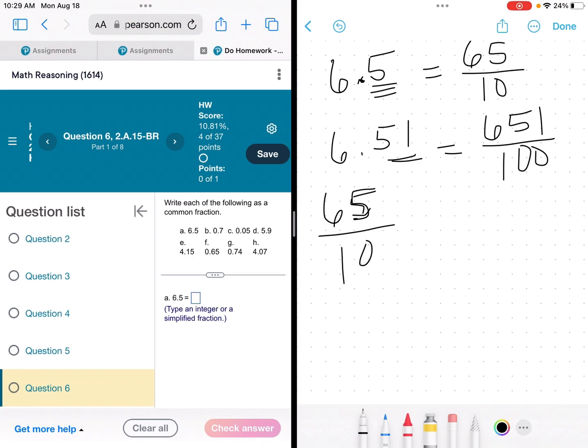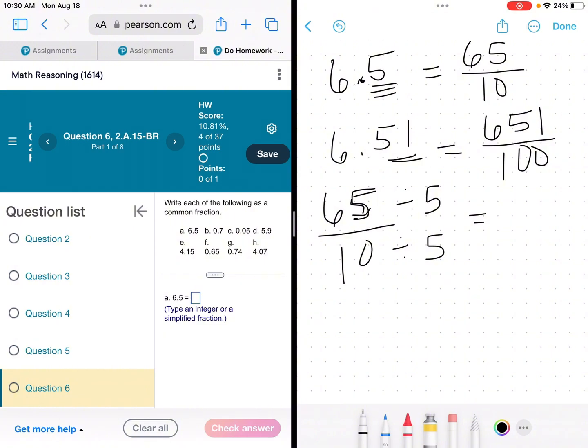We can actually divide by 5. 5 is common between both of these numbers. So you can use your phone calculator and just do the simple division if you need to. So I'm just going to use my phone. I have my phone right here.